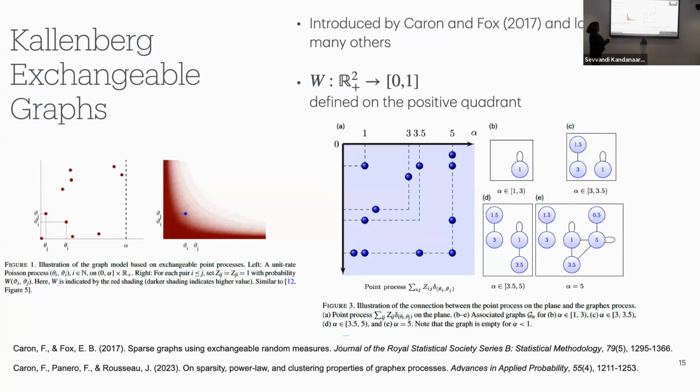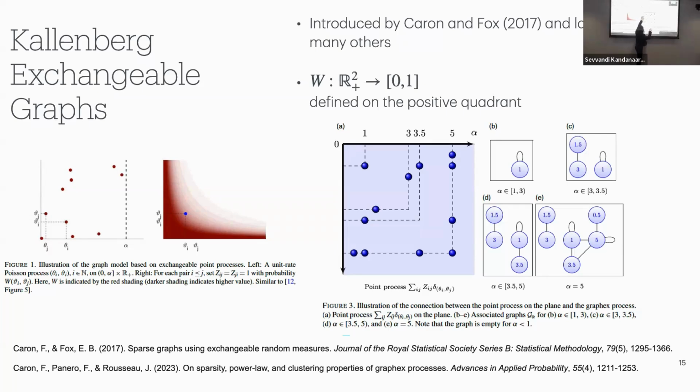In this paper, Caron and Fox first proposed a method where the graphon is now defined on the full positive quadrant. So it's not on the unit square anymore, it grows. The nodes come as a point process in the 2D plane.